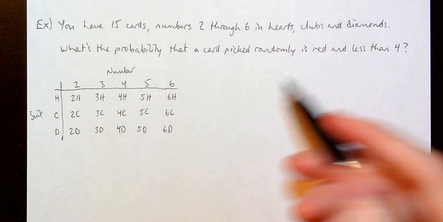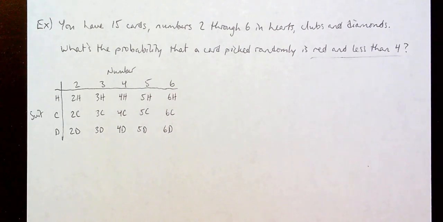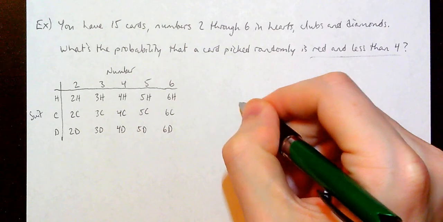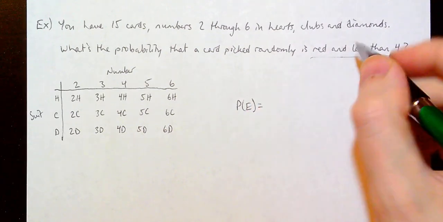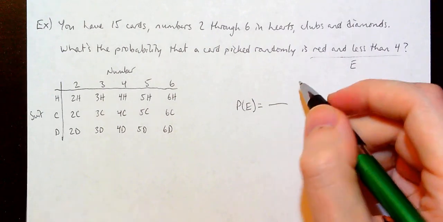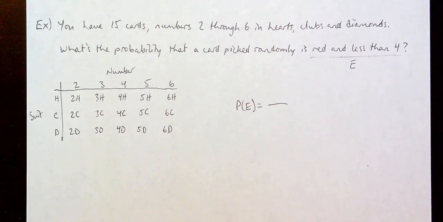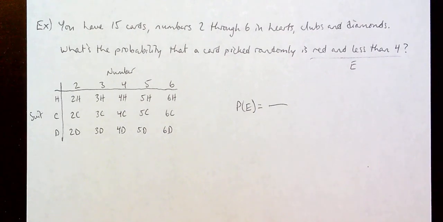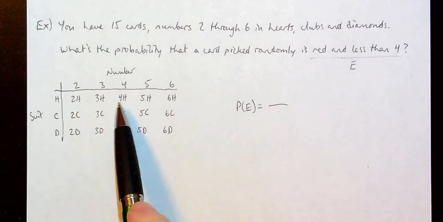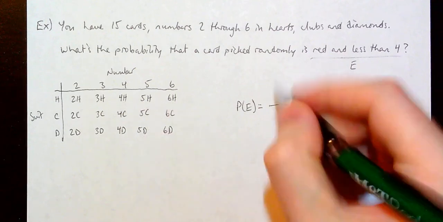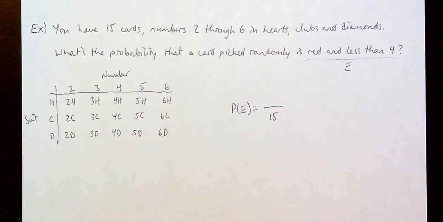So my event is that the one card I pick is red and less than 4. So I need to find what P of E is. But on the bottom, again, this is theoretical probability. The number on the bottom is going to be the total number of outcomes that are in the entire sample space. So how many possible outcomes can we have total? 1, 2, 3, 4, 5, 6, 7, 8, 9, 10, 11, 12, 13, 14, 15. So 15 is going to be the number on the bottom.